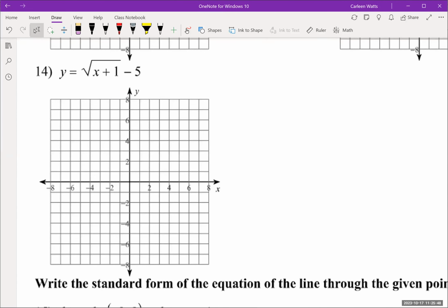Number 14. What is the parent? What is the vertex?